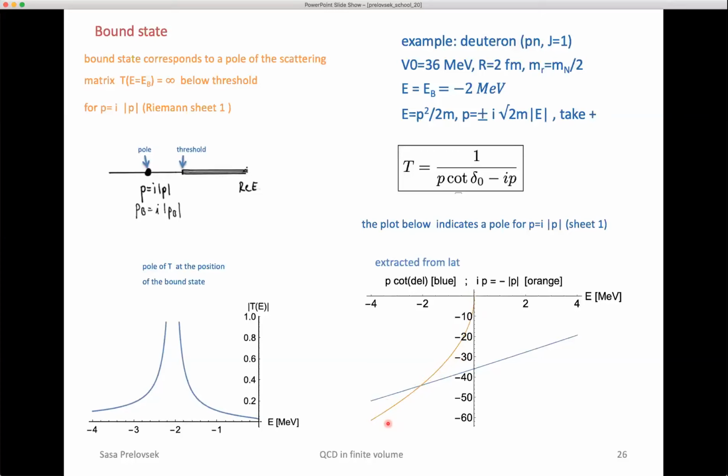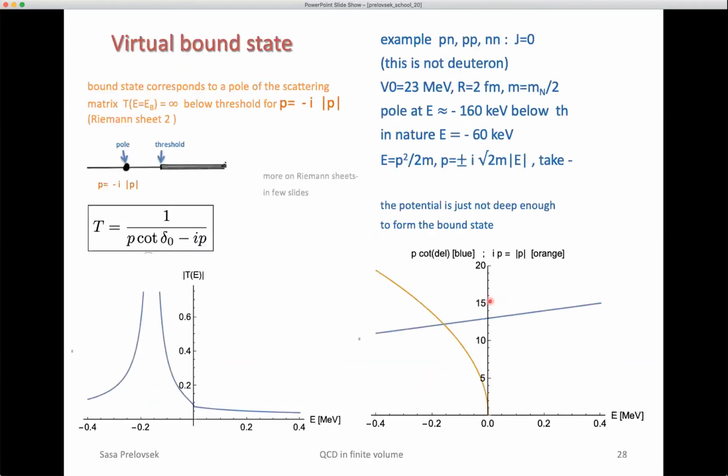Yes, okay. This is, as a function of energy, you want to plot ip, and in this case it's minus p, right? Now here, suppose in this channel, if you do the simulation right, you should get positive p cotangent delta. There is no way that this could cross on the negative side, this square root of p or energy. This can only cross here, and that happens when p is negative imaginary. Is that answering your question?